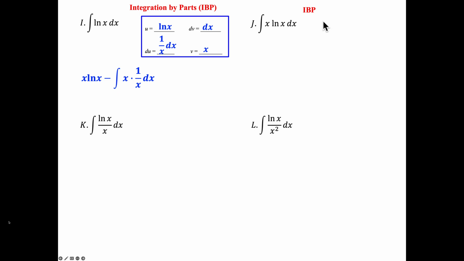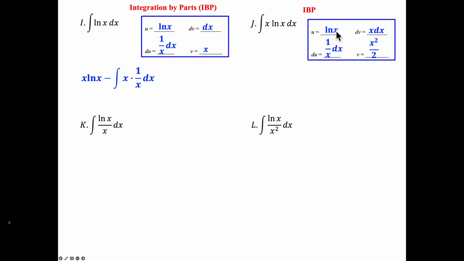J is integration by parts as well. Now my u, that's going to be natural log of x. Remember your LIATE rule. X will be times my dx. Integrate that will be x squared over 2. And the derivative natural log of x is 1 over x dx, just like it was over here.